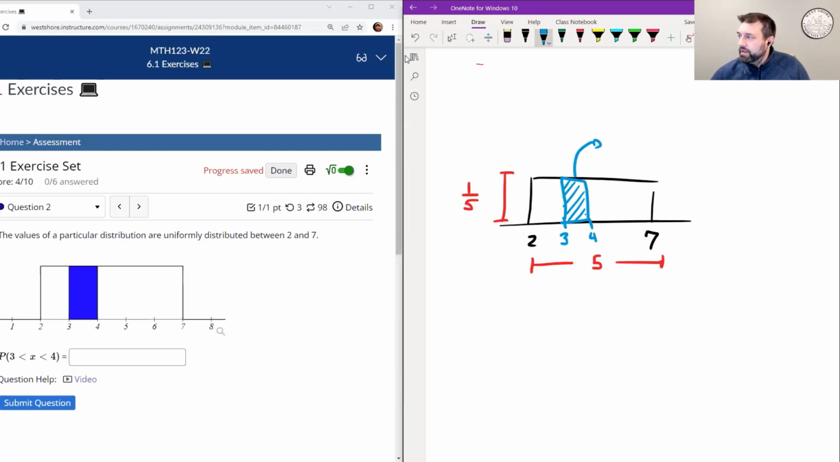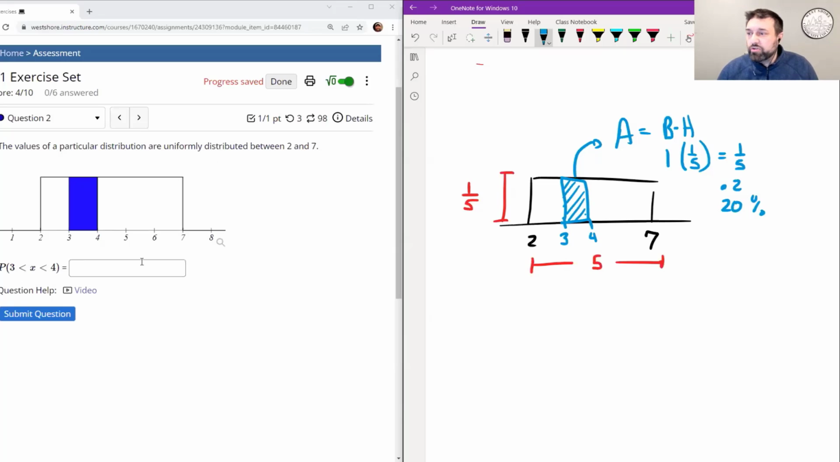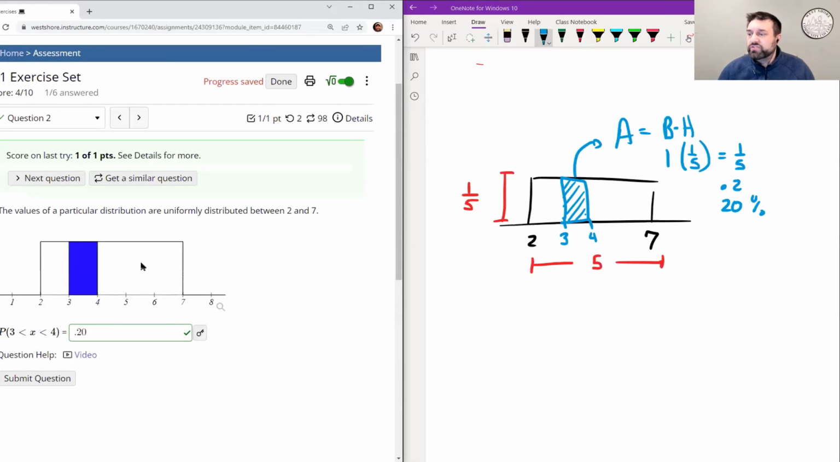And so I know that area is base times height, and the base is 1. The height is 1/5. So 1 times 1/5 is 1/5. 1/5 as a decimal is 0.2, and 0.2 as a percent is 20%. So this particular distribution is uniformly distributed, it's continuous, and the probability is 0.20.